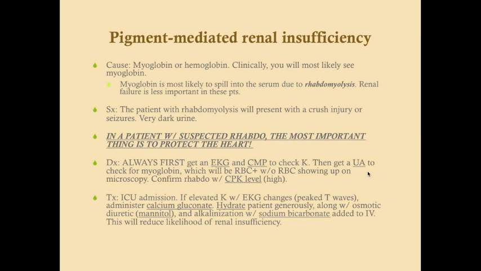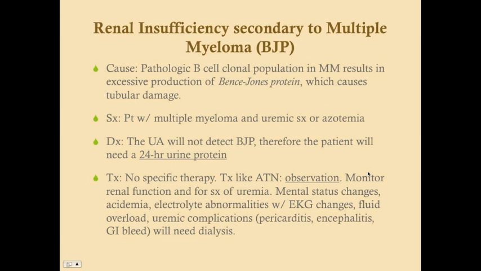So renal insufficiency secondary to multiple myeloma. The cause is, in multiple myeloma, what we have is a pathologic B-cell clonal population. And this B-cell clonal population secretes something called Bence-Jones proteins, which is just immunoglobulins, which is filtered through the glomerulus and causes tubular damage.